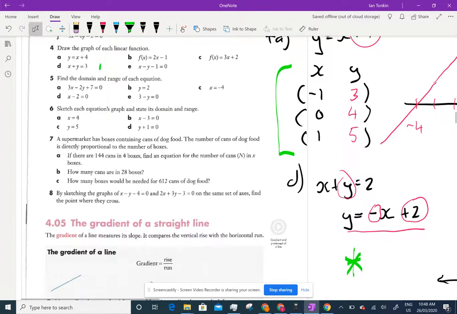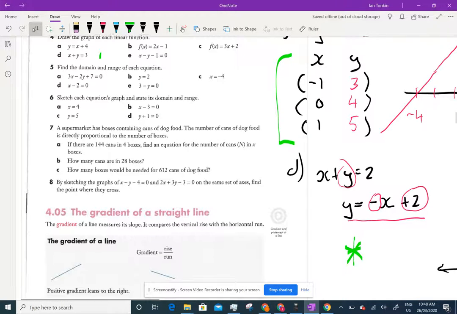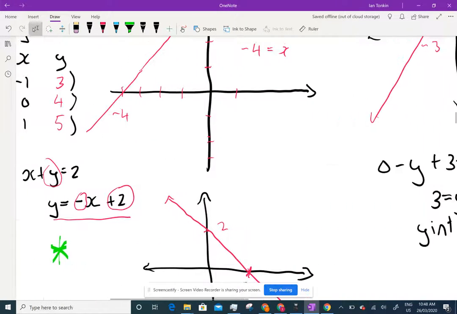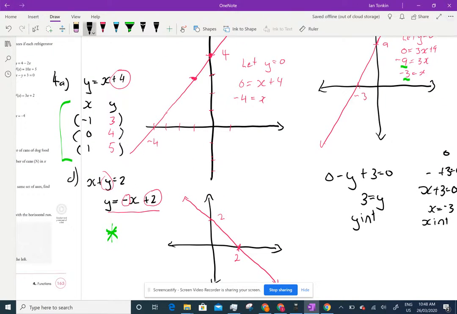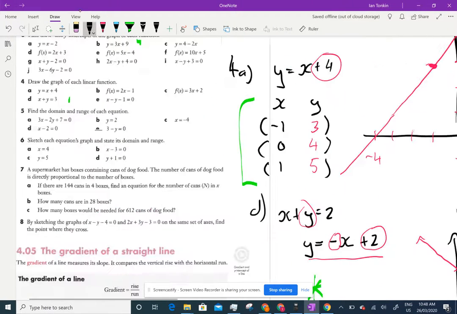Let's do the domain and range. So the domain and range of those three functions that we've just drawn, all three, the domain, well, they can be all real numbers, and the range is they can be all real numbers. They can go from negative infinity to infinity. But let's have a look at one that will not.